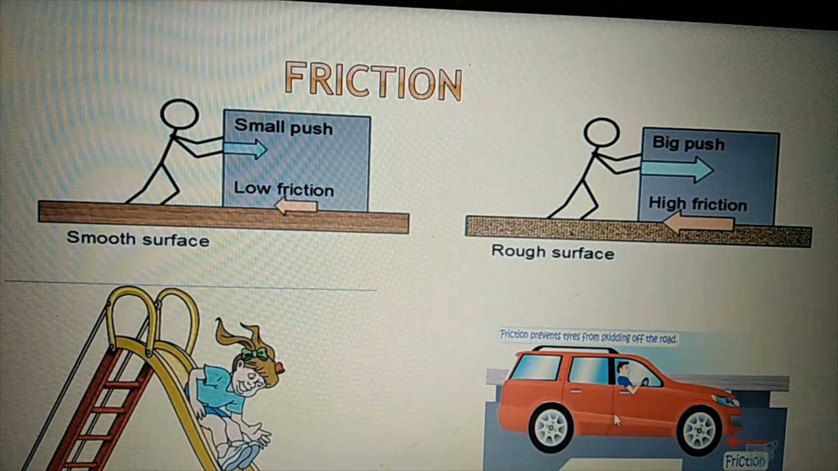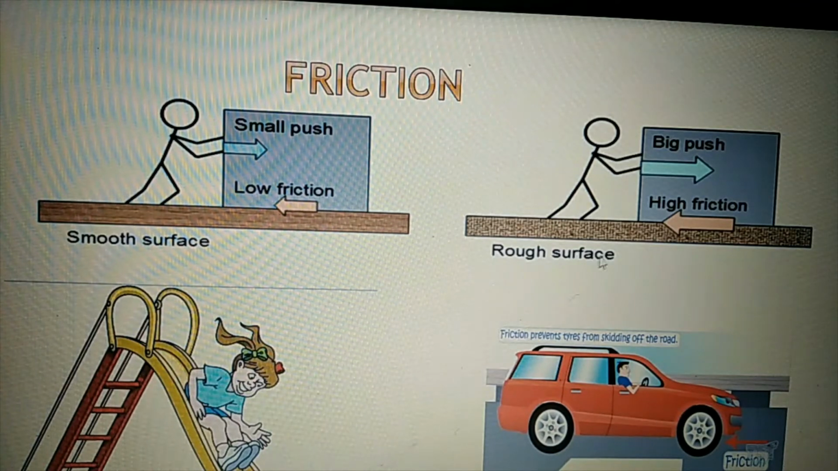Look at this. You have a car with tires. The tires are rough because we need high friction. We don't want our cars to keep moving and not stopping, or skidding off the road. So remember, we have low friction on a smooth surface, and we only need a small push because the friction is low. We have high friction on a rough surface, and we will need a big push.